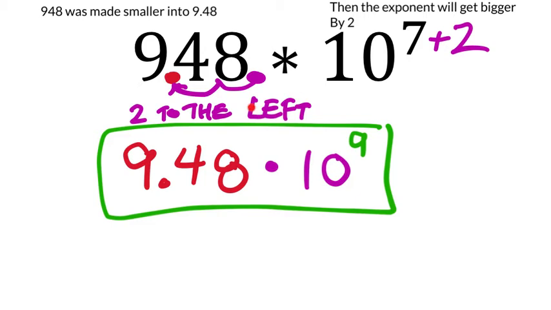I apologize for saying right there. That was clearly to the left. Now, would the calculator have done that for us? Yeah. Remember, if you're in scientific notation, which I still am, I could have just typed in 948 times 10 to the power of 7. And if I push enter, it says, hey, I will give it to you in scientific notation. Thank you, calculator. I like that shortcut.